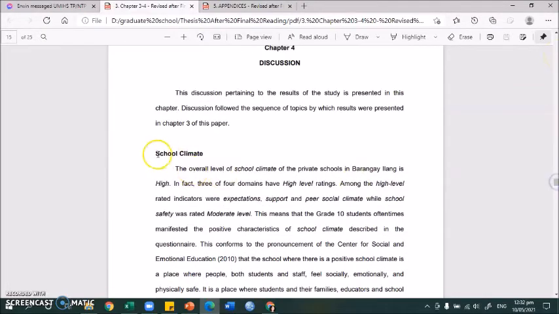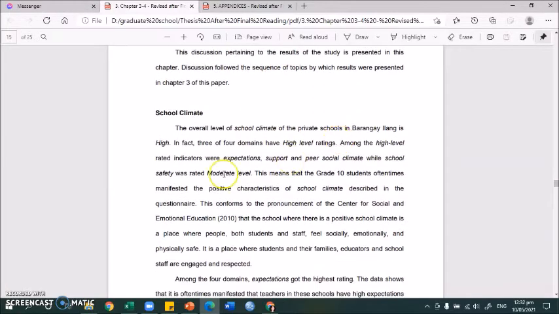Chapter 4. Ito, level of school climate. So, or level of variable 1. First paragraph natin, it pertains to the overall result. So, the overall level of school climate of the private schools in Barangay Ilang is high. Okay. In fact, 3 of the 4 domains have high-level ratings. Okay. So, this pertains to the results.